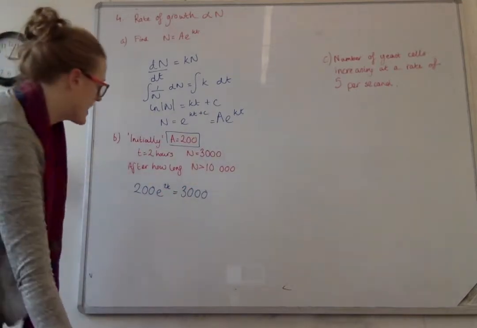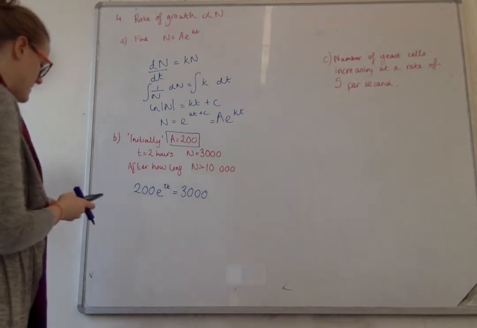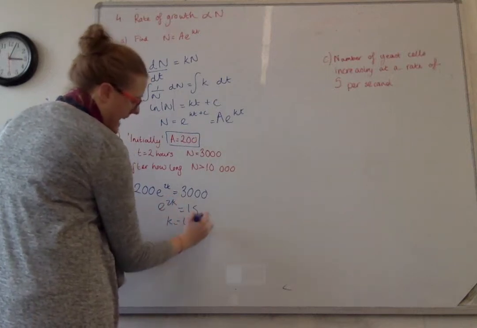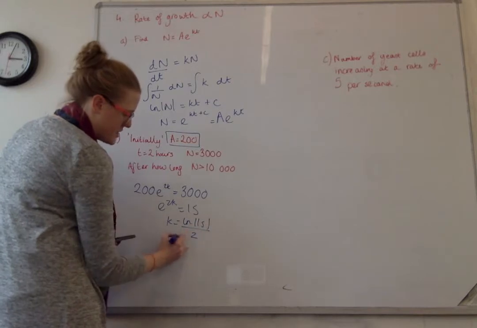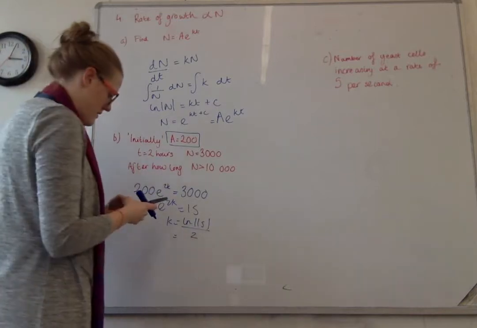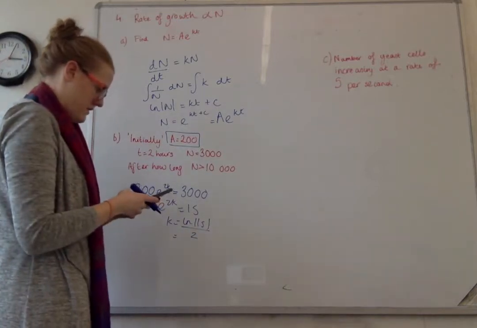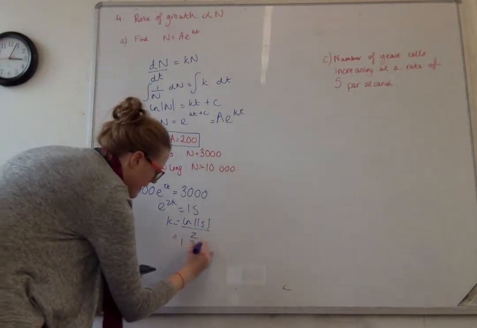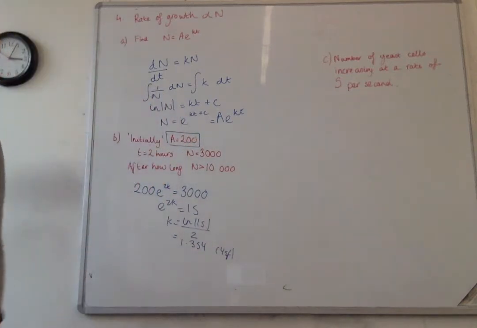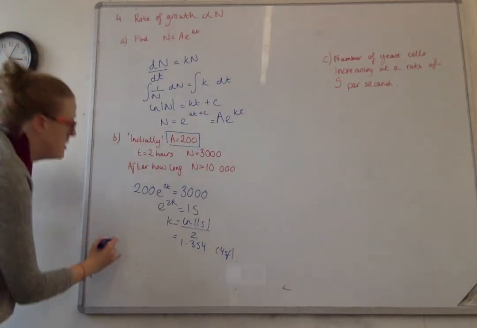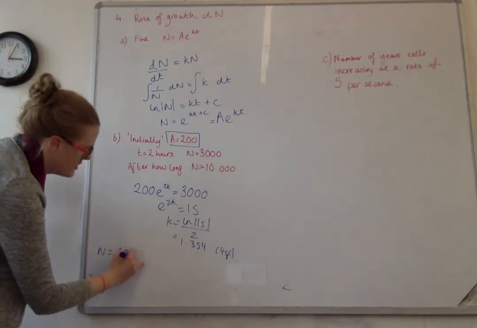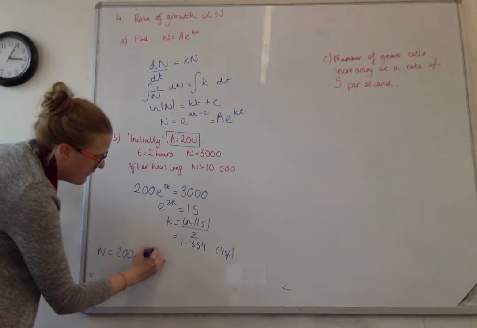This will lead me on to find out what k is. So if I divide the 3,000 by 200, I get 15, and then I can find k by doing ln of 15 divided by 2, which is 1.354. I'd say at this point it's okay to leave that to four significant figures. Okay. So now I do know that my equation looks something like this. I know that n is equal to A, which is 200 times e to the 1.354t.